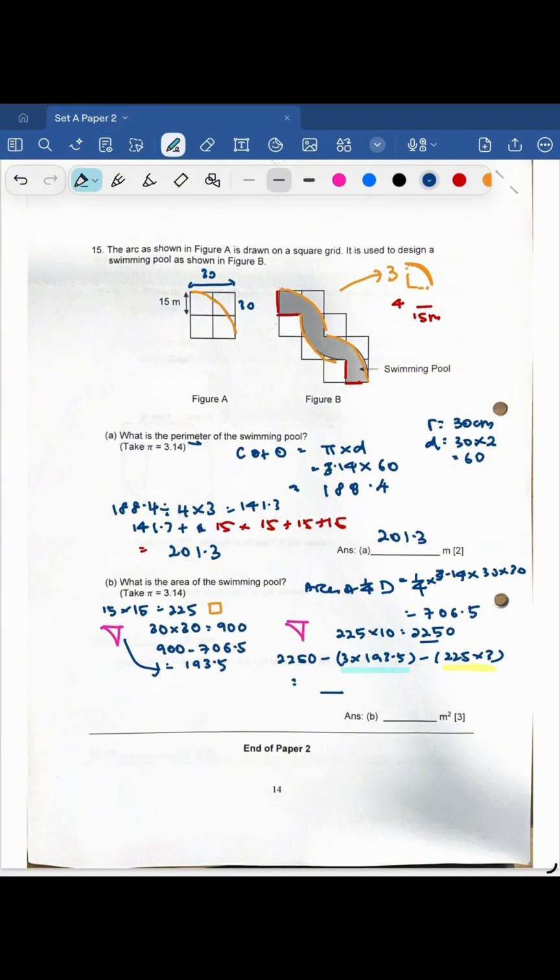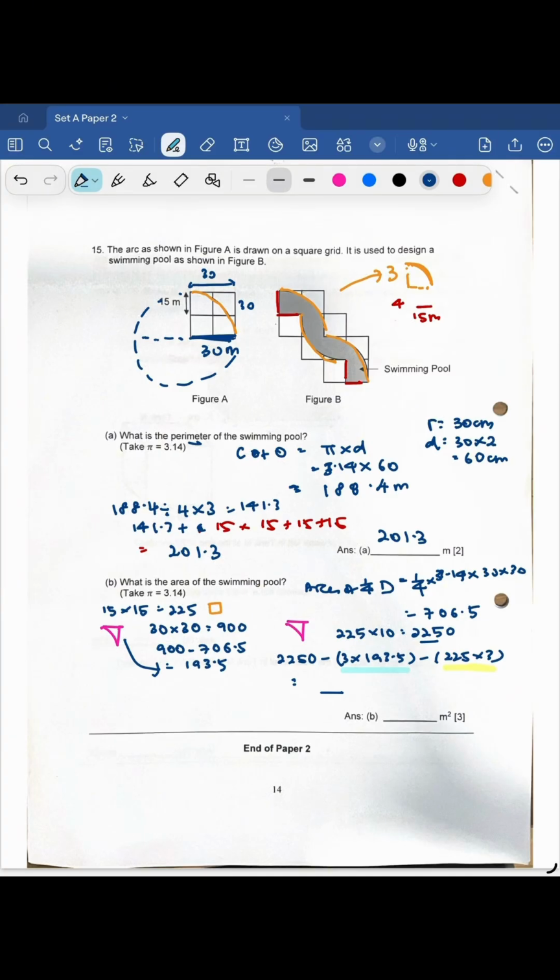So in this question, they say, what is the perimeter of the swimming pool? I am going to find out the perimeter of the arc using the radius and diameter very carefully. So you can see that this is the radius, which is 30 meters. So if you would like to have the diameter, it will be 60. You may take your time to write down. And of course, I will go and find the circumference of the circle, which is pi times d. In this case, it is 3.14 times 60 meters. I will get 188.4 meters.